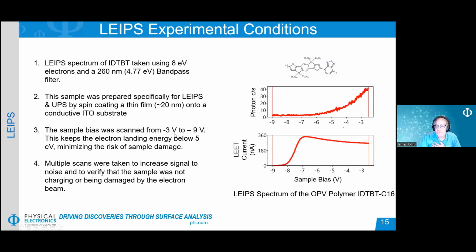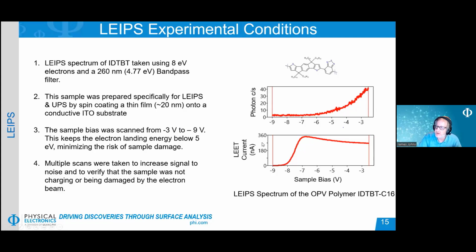The sample bias was scanned here from -3 volts to -9 volts. You'll notice that 8 minus 3 is 5. And so that means the landing energy of the electrons was never greater than 5 eV. And so it didn't damage the system. It didn't damage the polymer. And we took multiple scans of this, verifying that there is no sample damage or charging that happened, and also to increase the signal to noise.